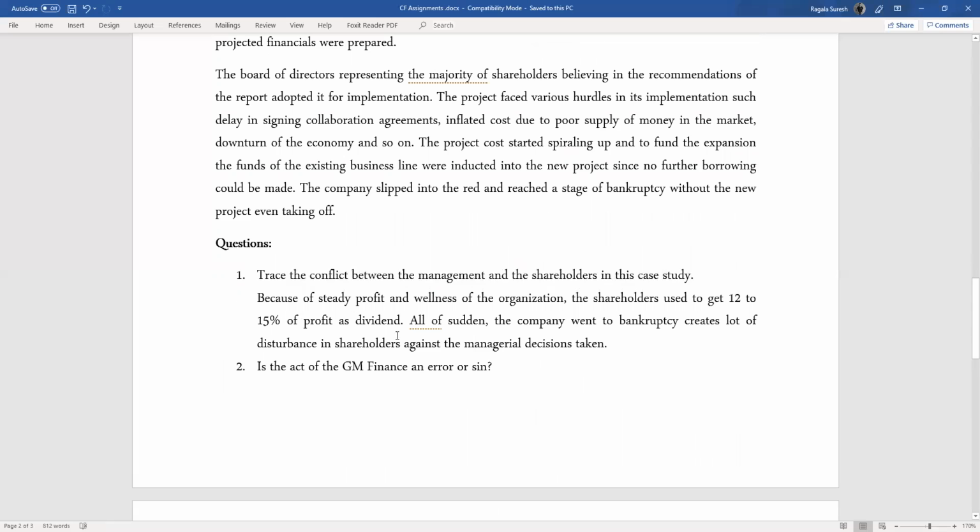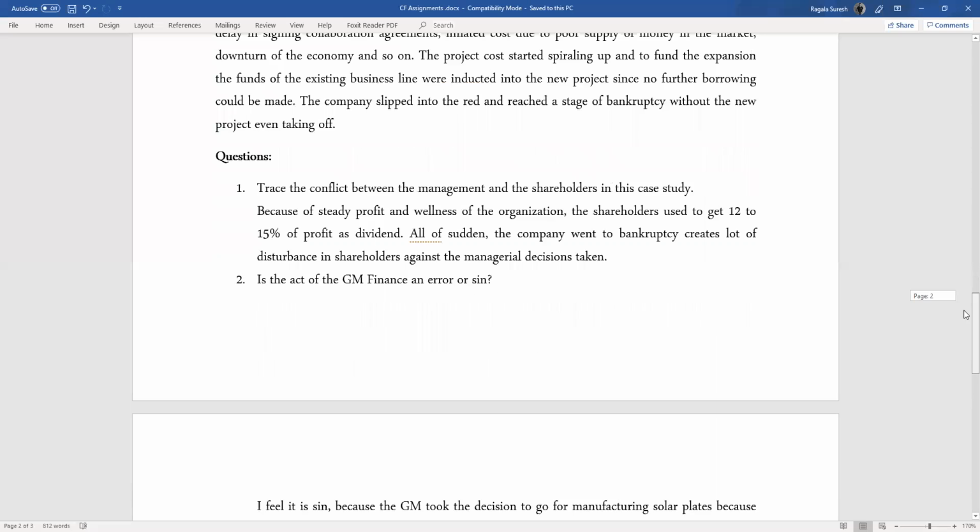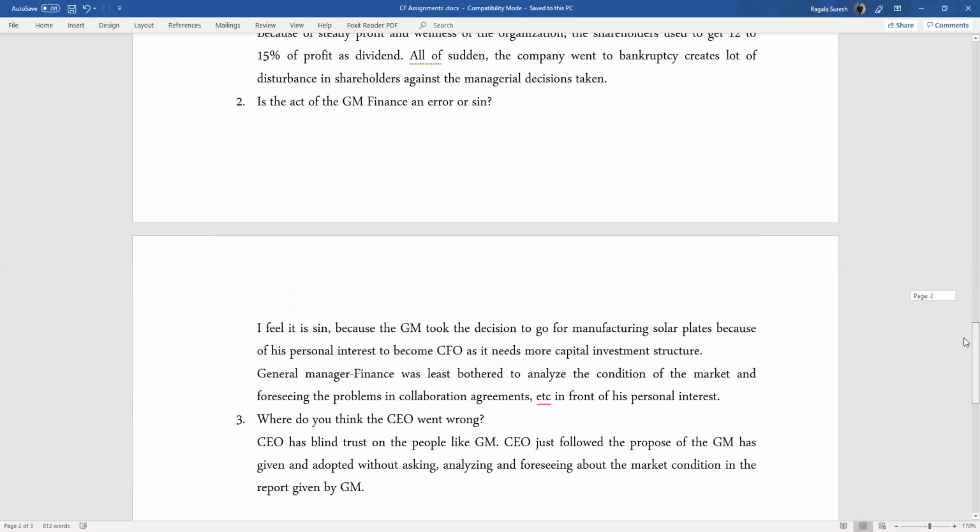I don't know what we can put, because obviously the shareholders used to get 12 to 15% as a dividend. Now it's like minus, I guess, right? It will be a minus value because it ended up in bankruptcy. The company went bankrupt, which creates a lot of disturbance among the shareholders against the managerial decisions taken. Something I wrote. Maybe you can add some points.